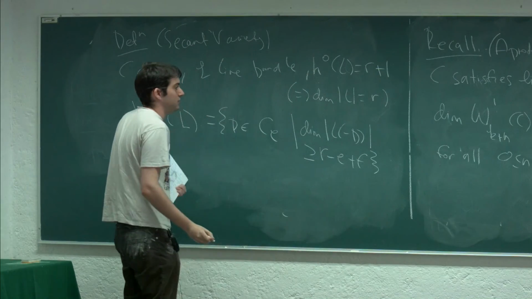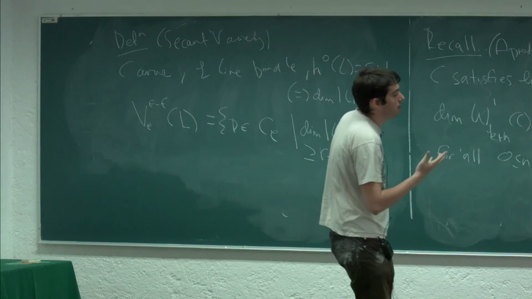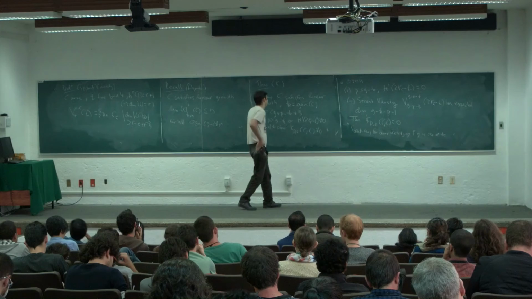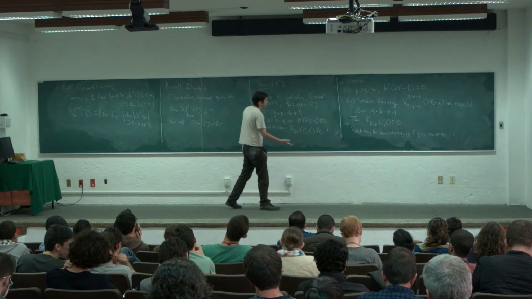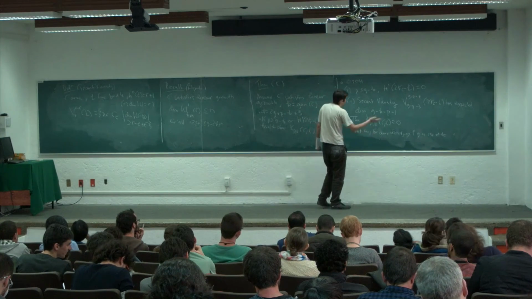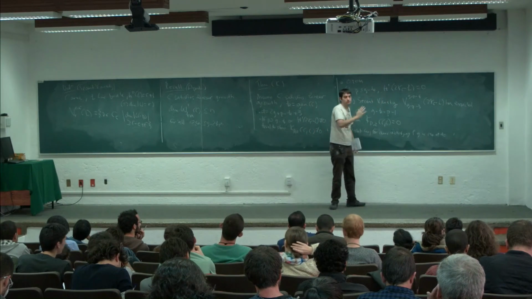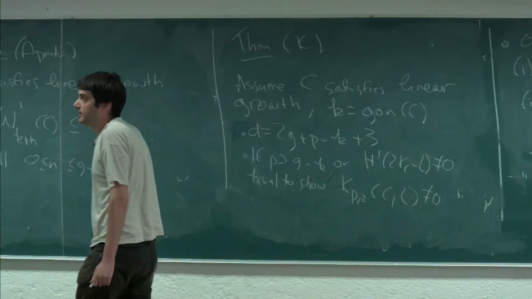Okay, so this is the definition. And the point of the theorem is that you can really verify the secant conjecture for curves with possibly arbitrary gonality and arbitrary line bundles. You just have to check some conditions which are relatively natural. Okay, so that's it.